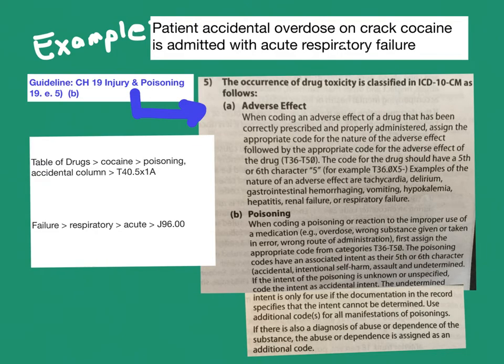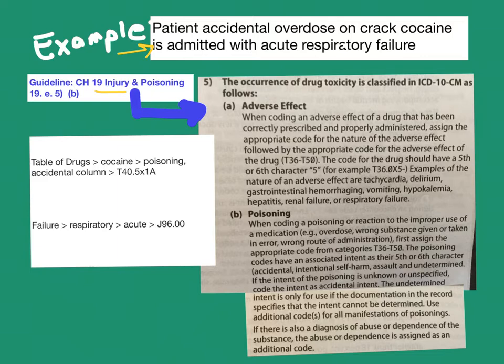Another acute respiratory failure example where guidelines come into play is shown with this diagnosis. The patient has an accidental overdose on crack cocaine, is admitted with acute respiratory failure. Here we're going to be referencing guidelines in Chapter 19 for injury and poisonings as we have an overdose or a poisoning due to crack cocaine.